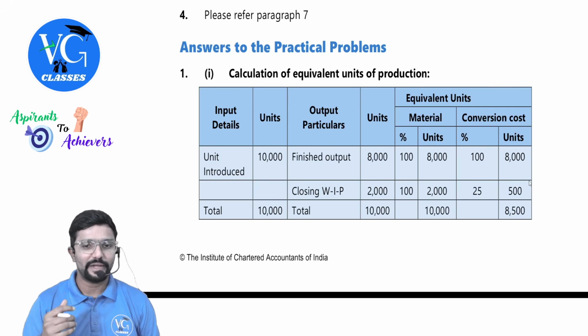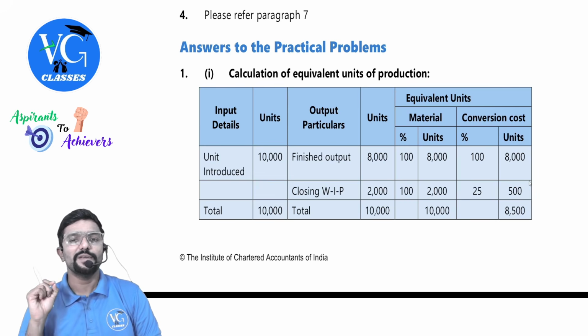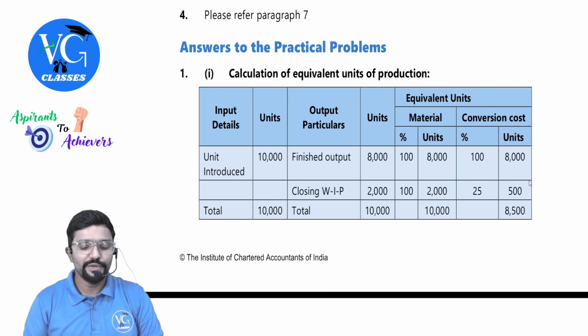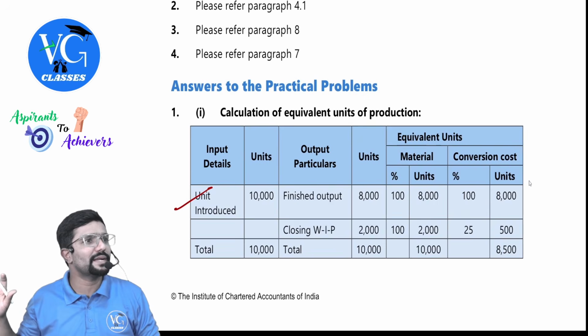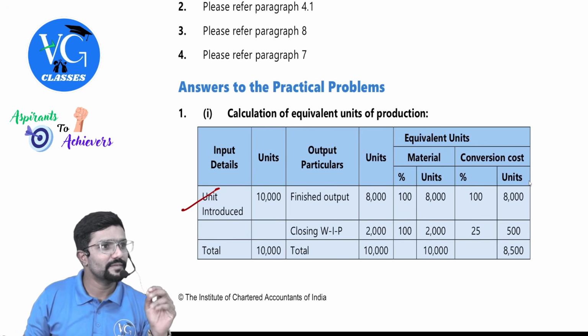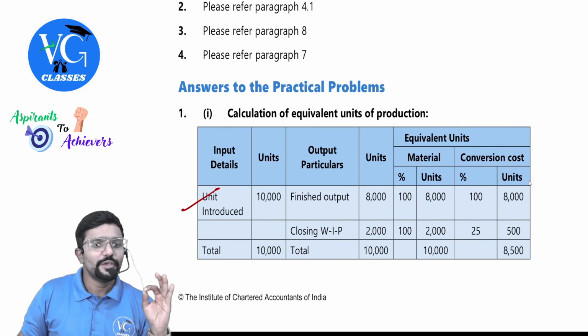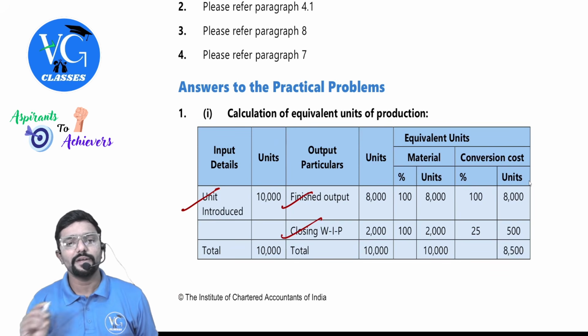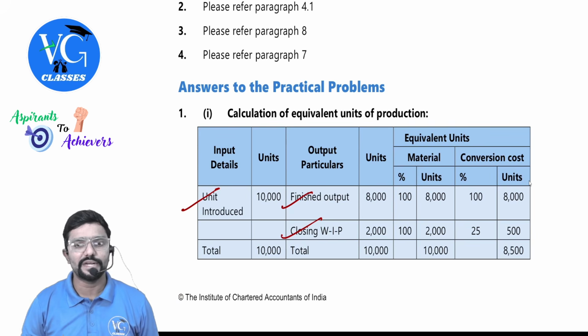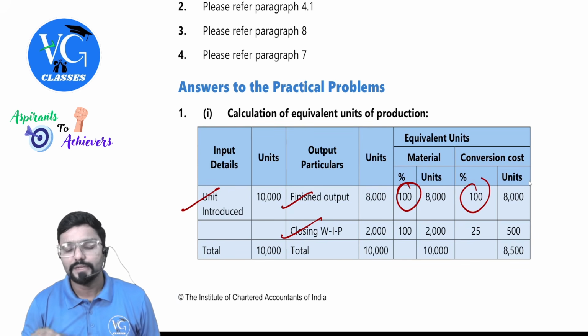Calculation of equivalent units of production. Units introduced is 10,000. There is no opening WIP. Units introduced 10,000, finished output 8,000, closing WIP 2,000. With respect to finished output, it is 100% complete.